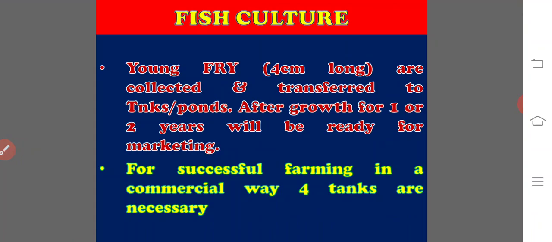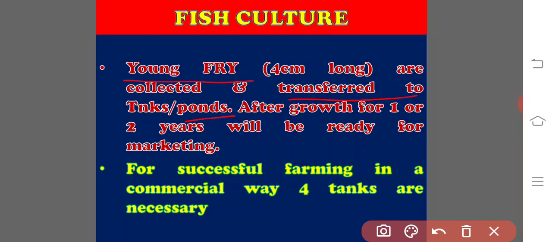In fish culture, we introduce the fish in the form of young fry, approximately 4 centimeters long. They are collected either from hatcheries or from natural resources, and transferred to the tanks or ponds. After growing for 1 or 2 years, they will be ready for marketing. We will capture them and sell them in the open market. So this is the overall idea of fish culture.